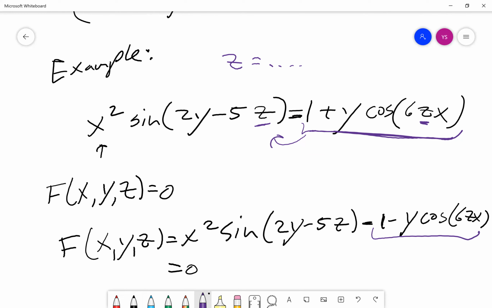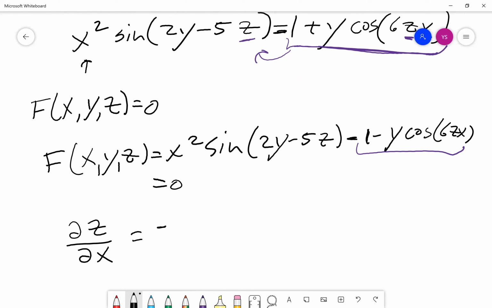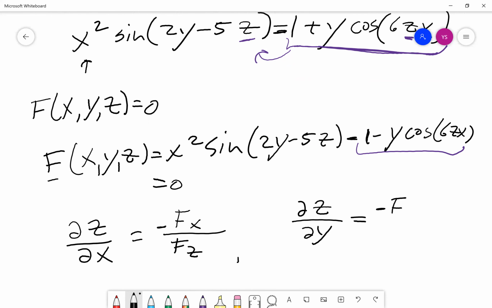And once we have this function, the formula in this case for calculating the partial derivative of z with respect to x is going to be negative of the partial of F with respect to x over the partial of F with respect to z. And similarly, the partial of z with respect to y is going to be negative partial of this function F with respect to y, divided by the partial of F with respect to z. Yes?